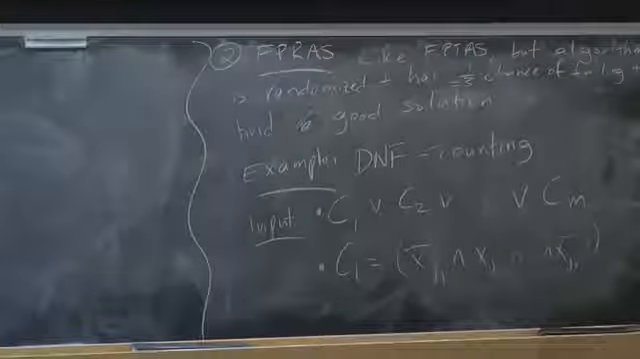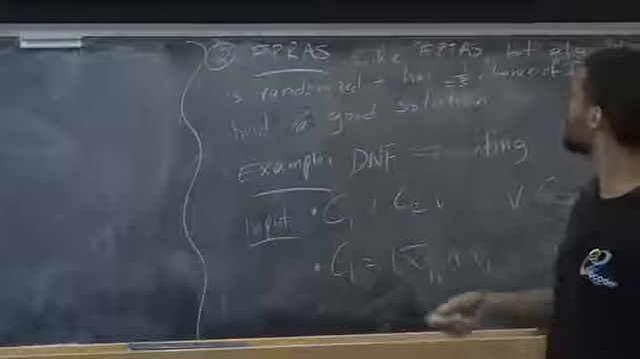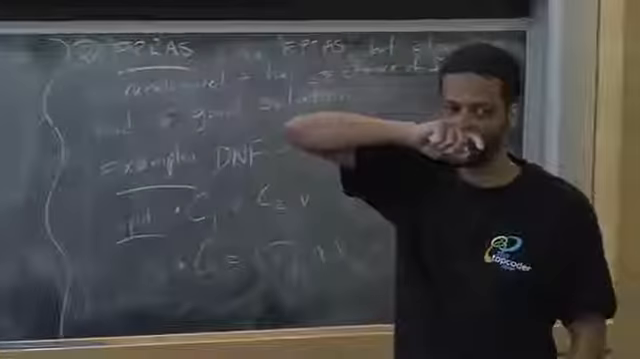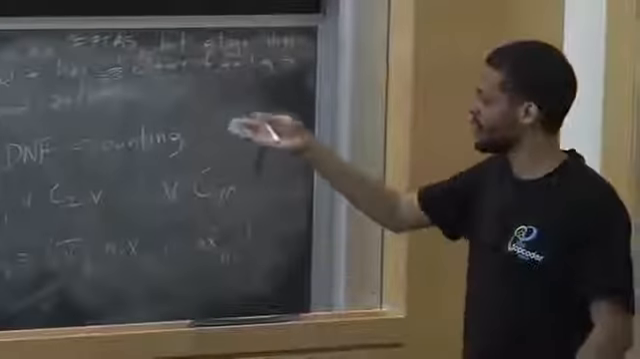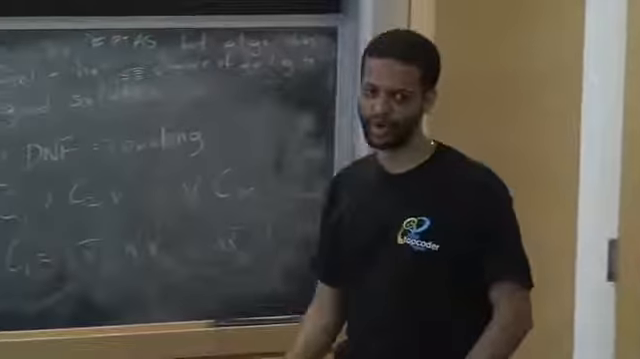Wait, in general, I give you an arbitrary DNF, which is an OR of a bunch of clauses. A clause is just an AND of some literals, and I want you to compute or estimate the size of B prime.